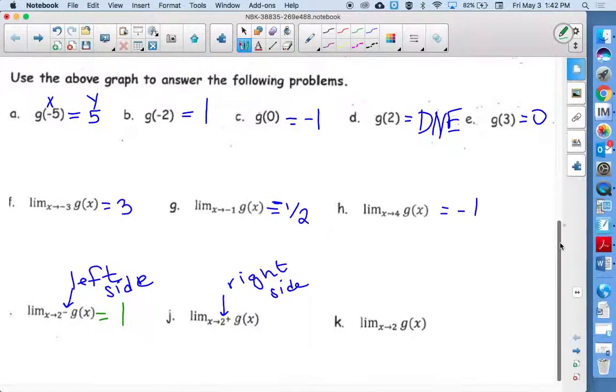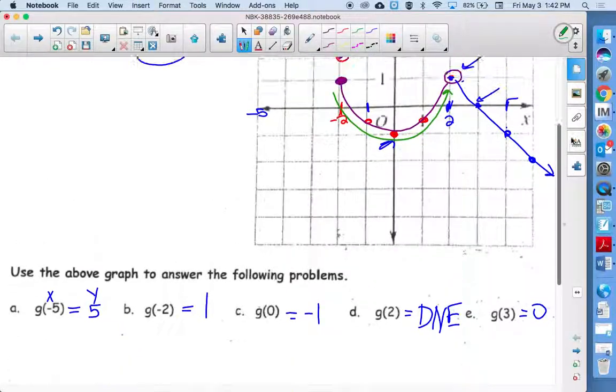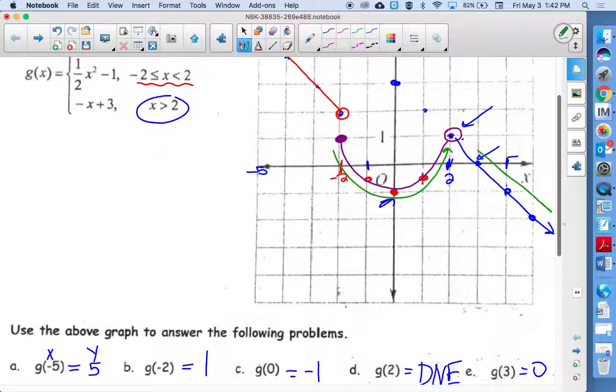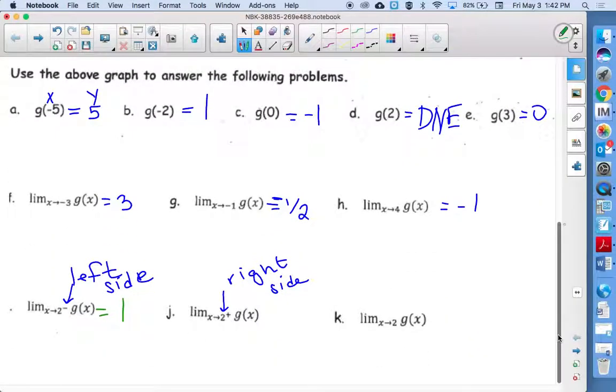Kate, on the other side, it says approach 2 from the right. So that's the line. The limit of that is 1. Yeah, that limit is also 1. Will that always work out like that? That was my question. I think I can answer it, let's get this and then I'll go back to it. So then the limit as x approaches 2, Kate, is 1, because these are the same.